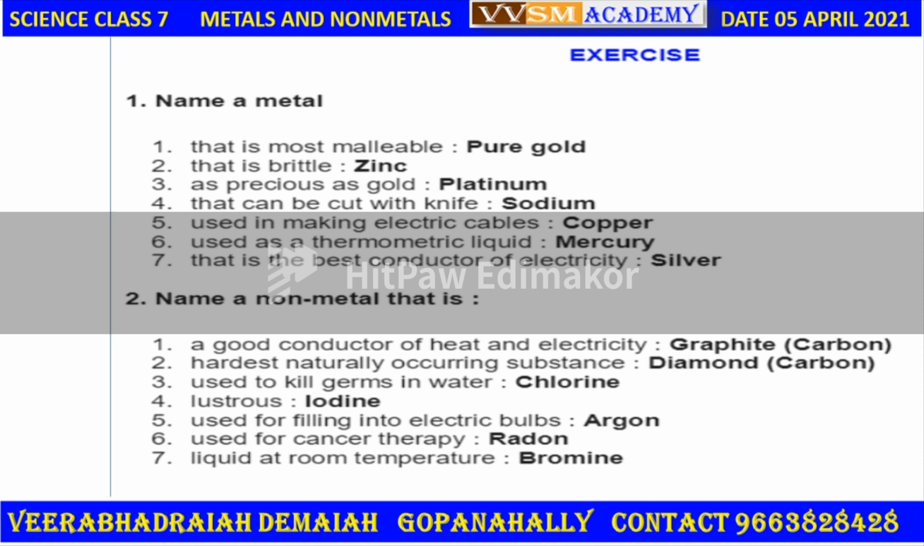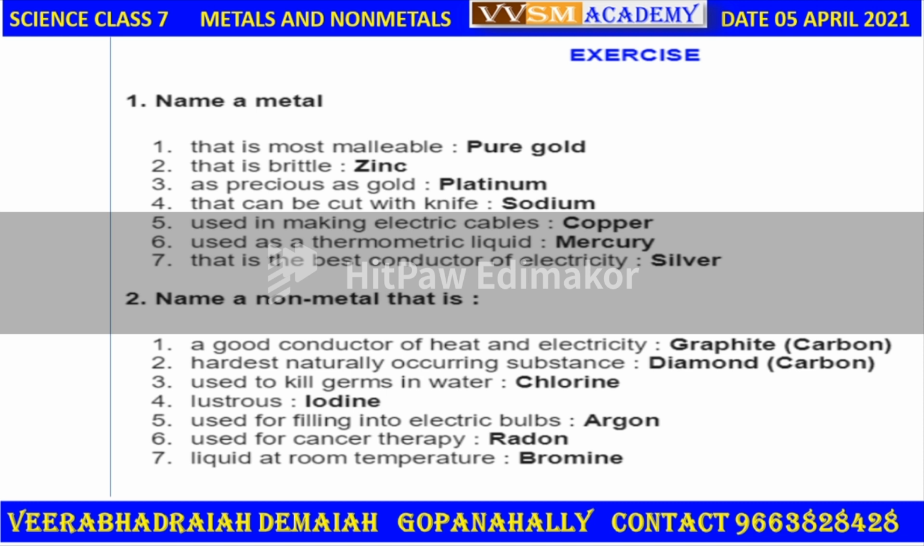The best conductor of electricity is silver. Silver is the best conductor among all the metals. Why are we not using silver for electrical cables and all? Because it is very costly and very precious. Therefore, we are using copper and aluminium for our electrical conducting materials.